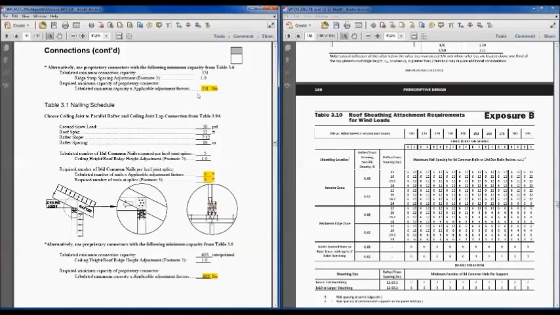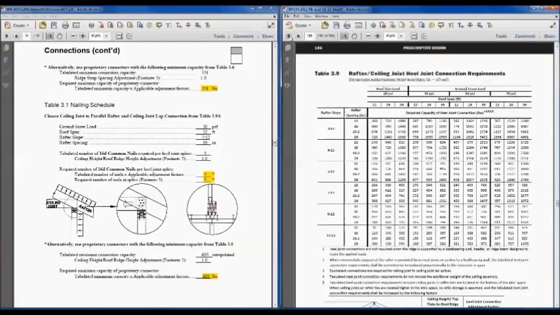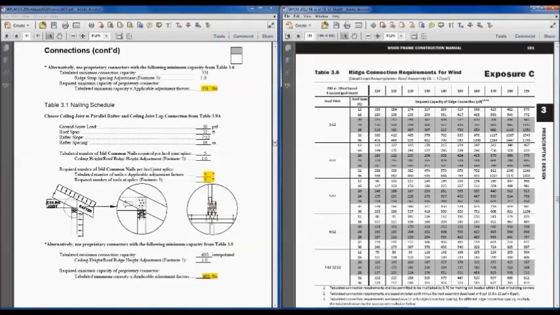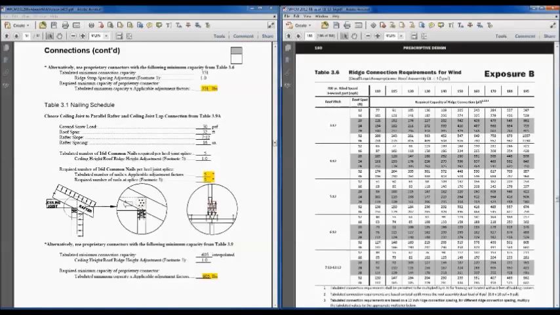You could also, from table 3.6, calculate those ridge connection requirements. Let me go one more to get to exposure B. And so exposure B in table 3.6, those wind loads, if you look down here, 7 and 12 and a 32-foot roof span, 351 pounds to resist there at the ridge.